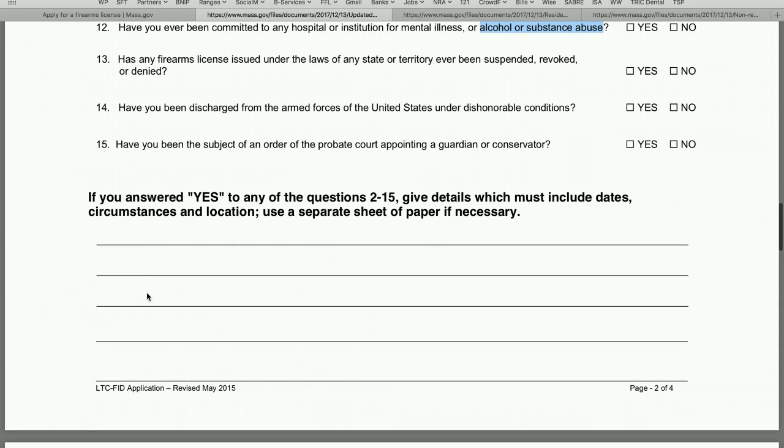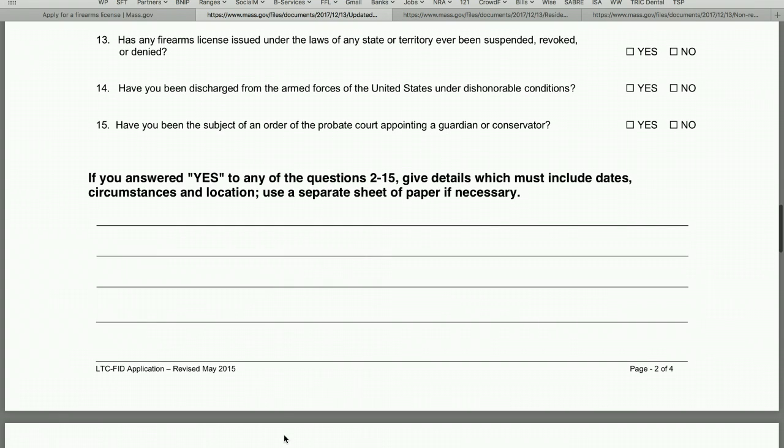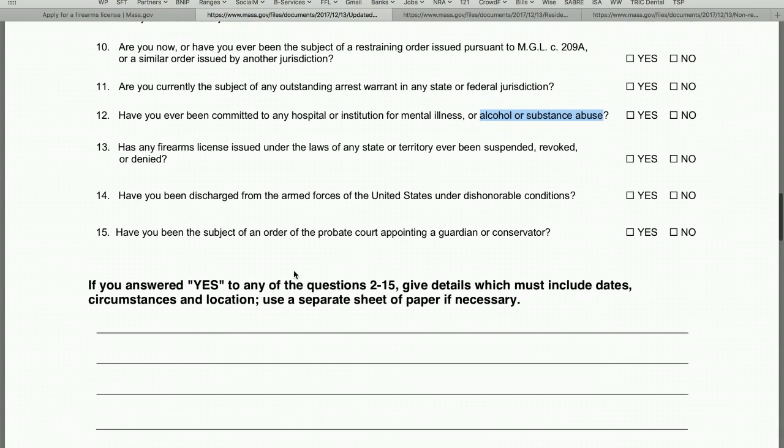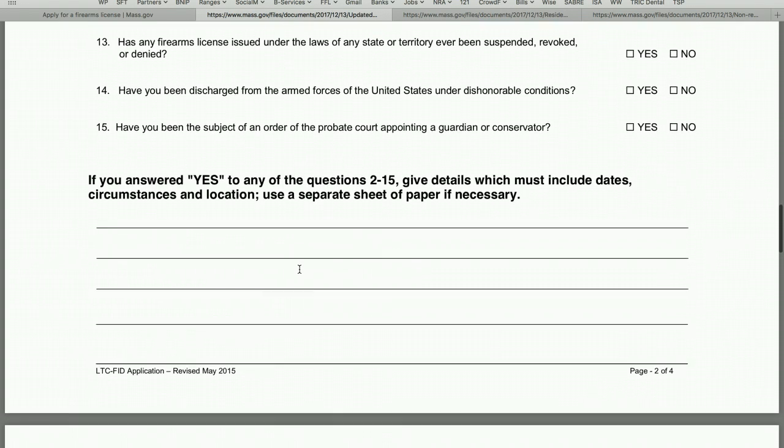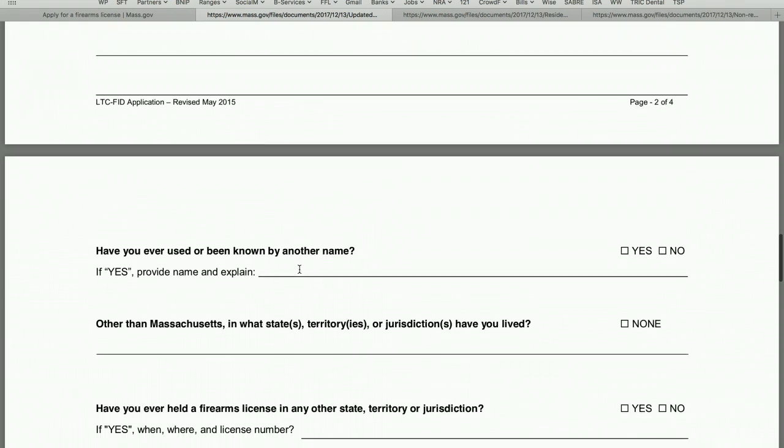All right. So then you go to this paragraph, right? If you answer yes to any questions from 2 to 15, you're probably going to need more than the 4 lines they give you right here. So go ahead, take the time to go to those local organizations, find your documents, find the incident reports and things like that, and make sure that you accurately report whatever happened.